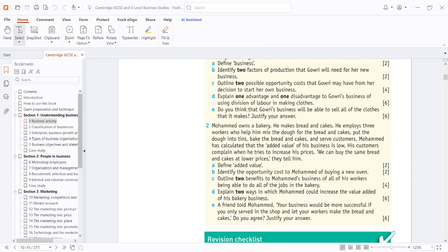So question A is define added value. This is the difference between the cost of bought-in materials and the selling price. That's 2 marks for you. If it doesn't mention the owner's name or the business name, then you don't need application.